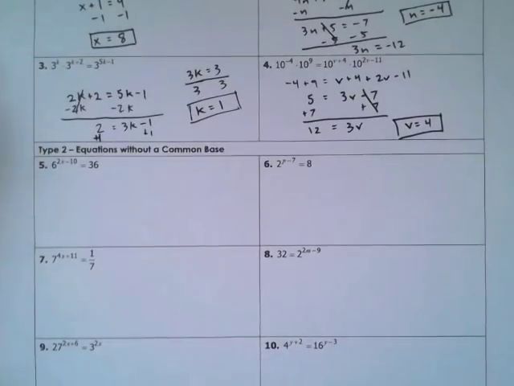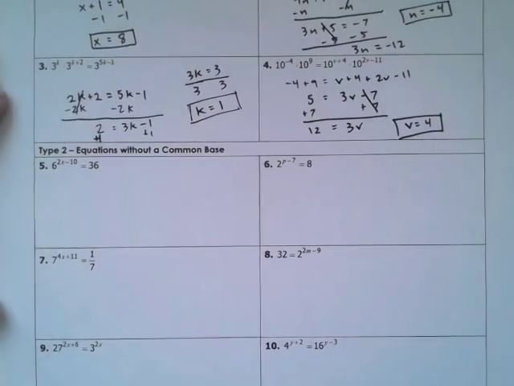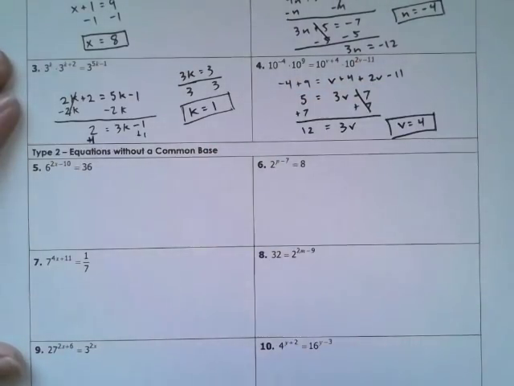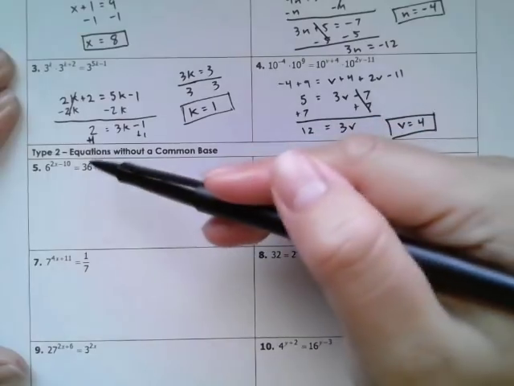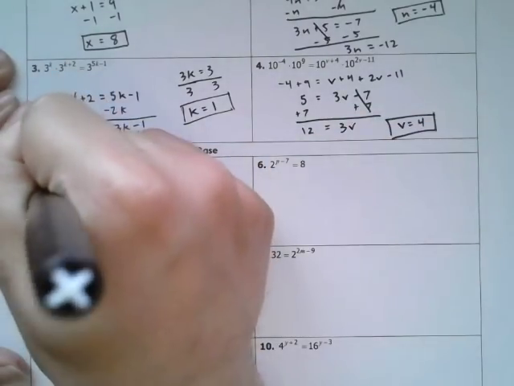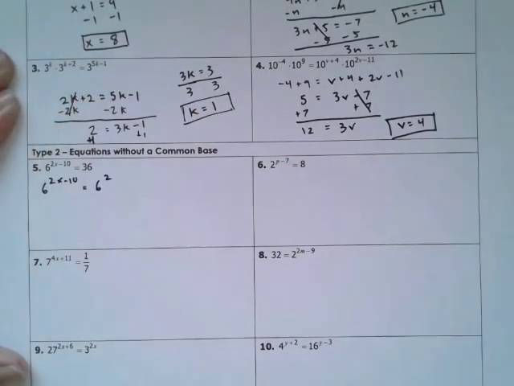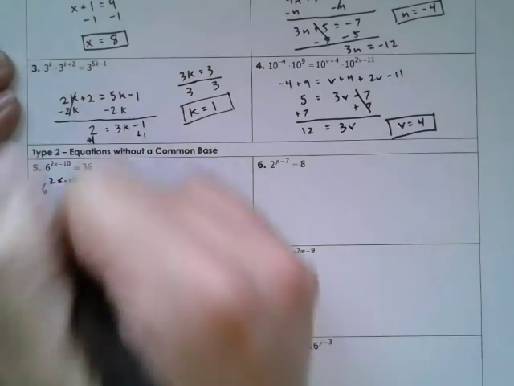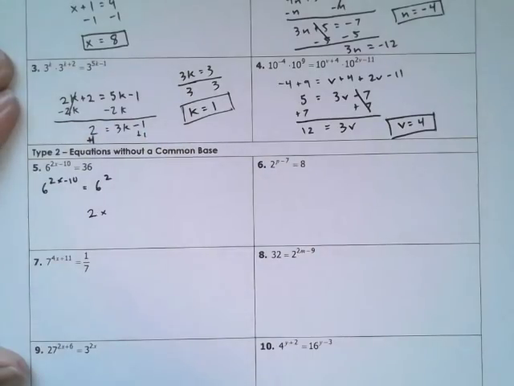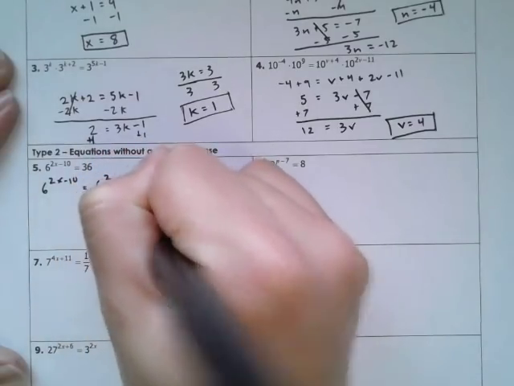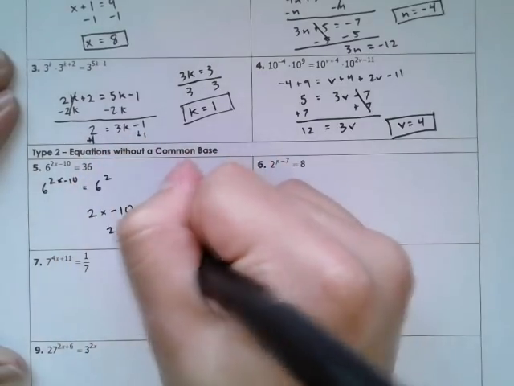For the next set of examples, the base is not the same, but I can rewrite the expressions either on the left or right side so that I do have the same base. So here I have 6 to the 2x minus 10 is equal to 36. I can rewrite 36 so that it's an exponential expression that has the same base. I can rewrite that as 6 squared, because 6 squared is equal to 36. Now I have a common base, so the exponents have to be the same, because again it's an equation. 2x minus 10 is equal to 2. 2x is equal to 12, and then x would be equal to 6.